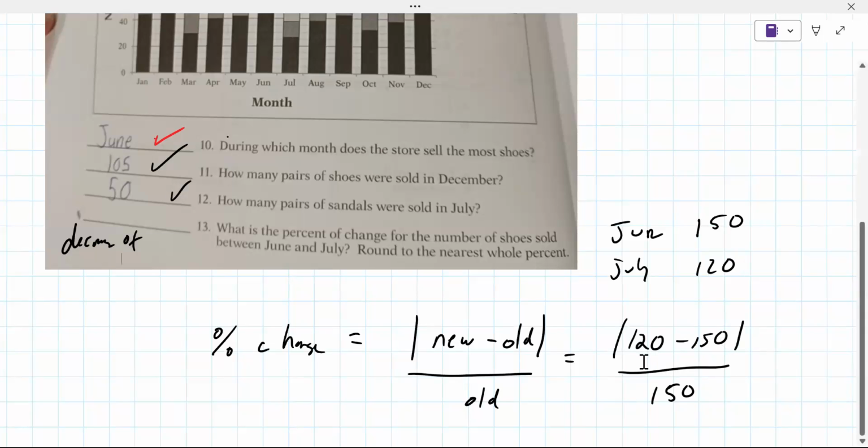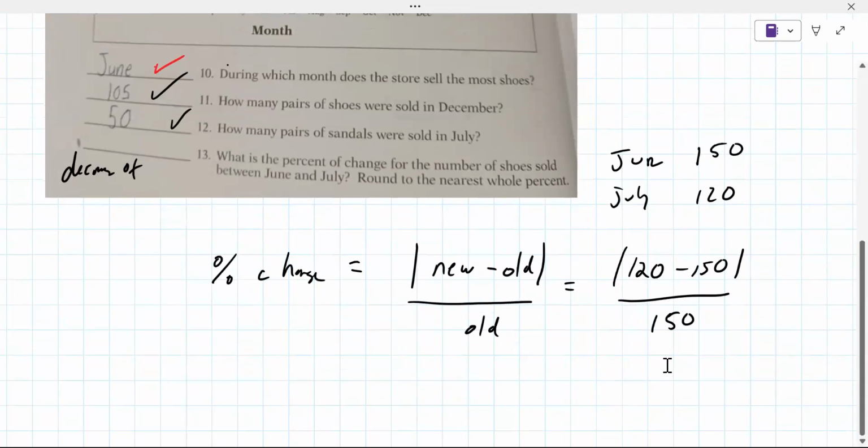All right. Do you have a number for me, please? 120 minus 150 is negative 30. And then negative 30 divided by 150 times 100. Let me put that. I'm confused on what to do. So I have negative 30 over 150 times 100.